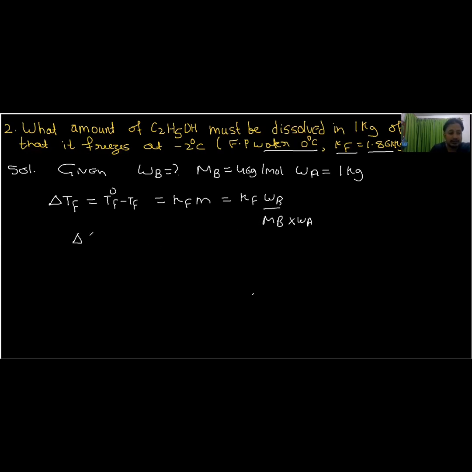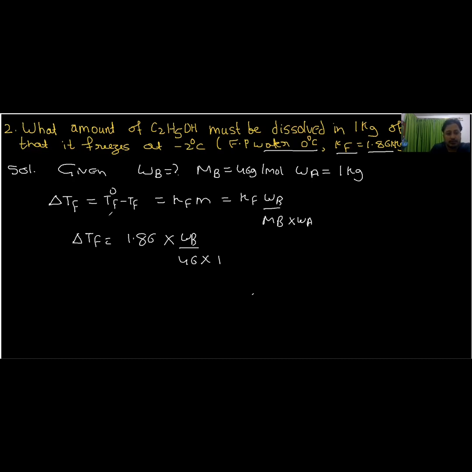So the delta Tf value is going to be equivalent to 1.86 multiplied by WB, which you need to find. The molar mass you already know, that is 46, and the weight of the water is already given to you, that is 1. Delta Tf is also given to you. How much? It is the difference of the two temperatures.